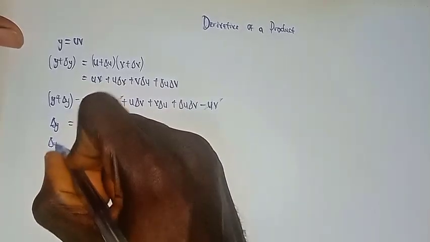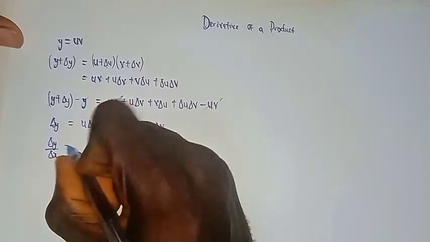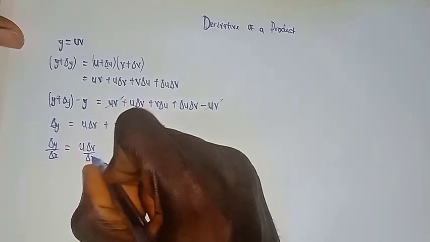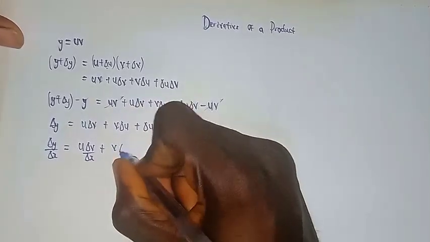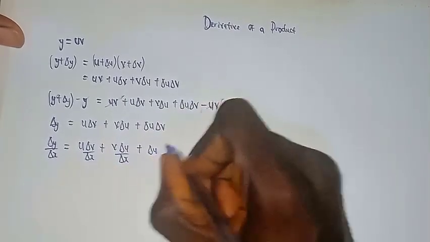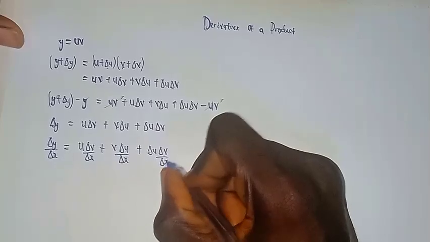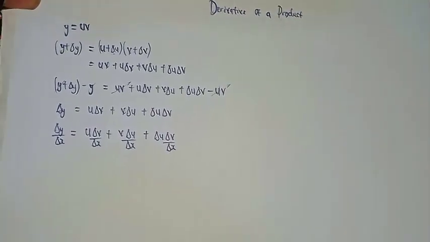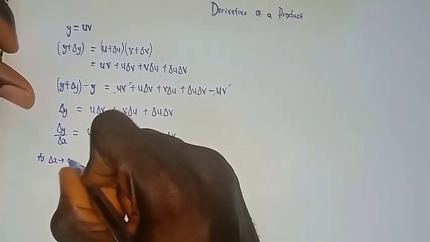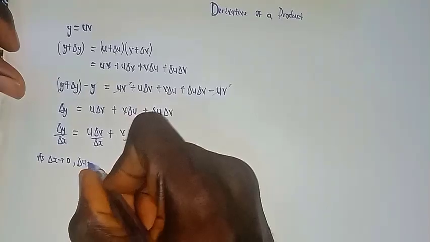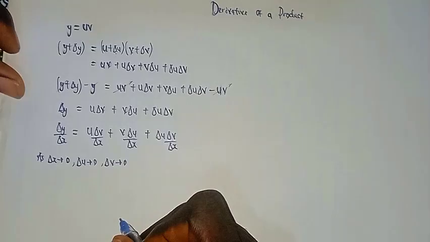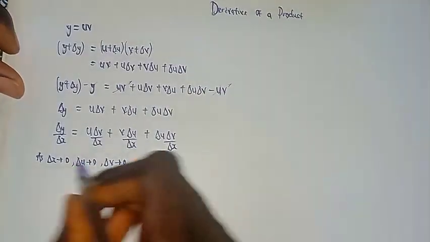Now let's divide both sides of the equation by delta x. So we have delta y over delta x, which is equal to u delta v over delta x plus v delta u over delta x plus delta u delta v over delta x, right? Now as delta x approaches 0, delta u as well approaches 0, and then delta v as well approaches 0, right? So let's take the limit of both sides of this equation.